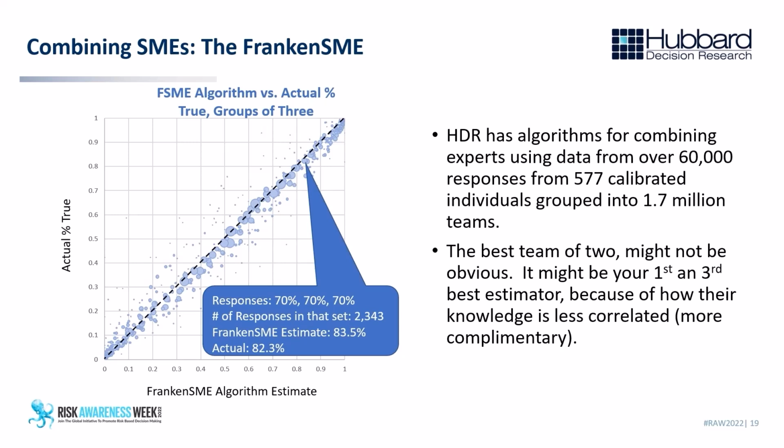Again, these are people who don't know each other. We just put them in the same virtual team. But if 3 people independently said something was 70% likely to be true, it turns out that it's more than 70% likely to be true. The algorithm said it had about an 83.5% chance of being true. And the observed actuals, when we look at the empirical data, was 82.3.